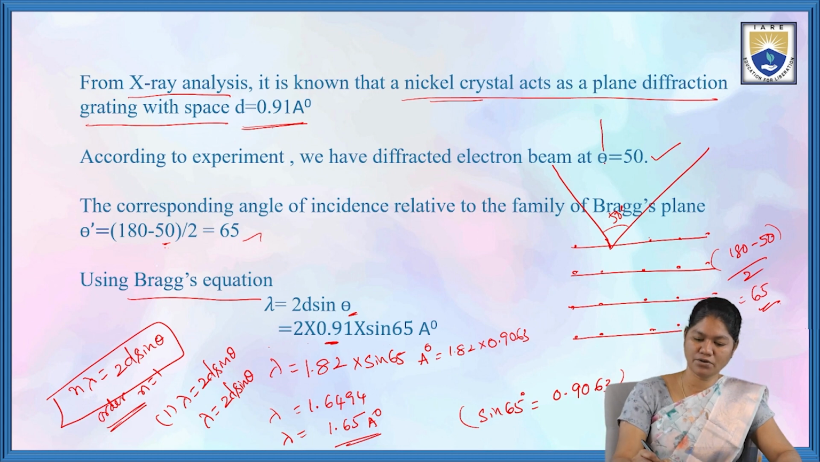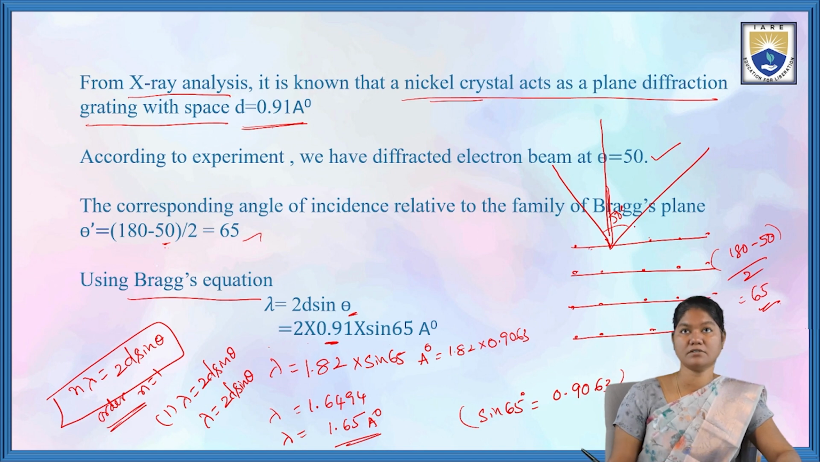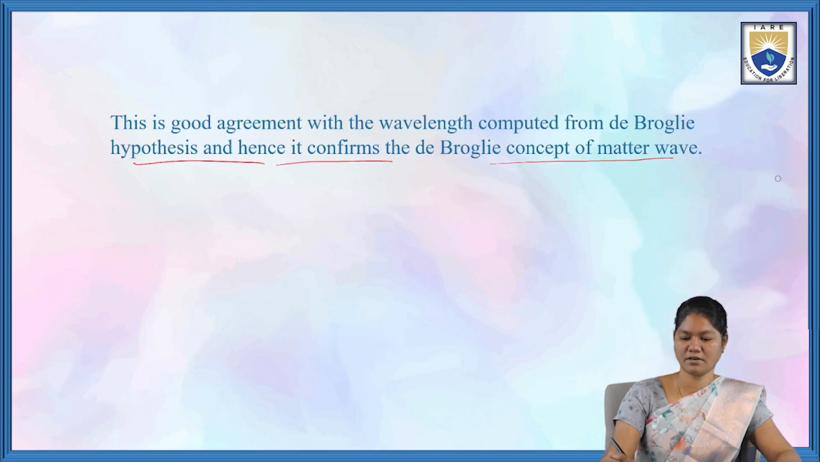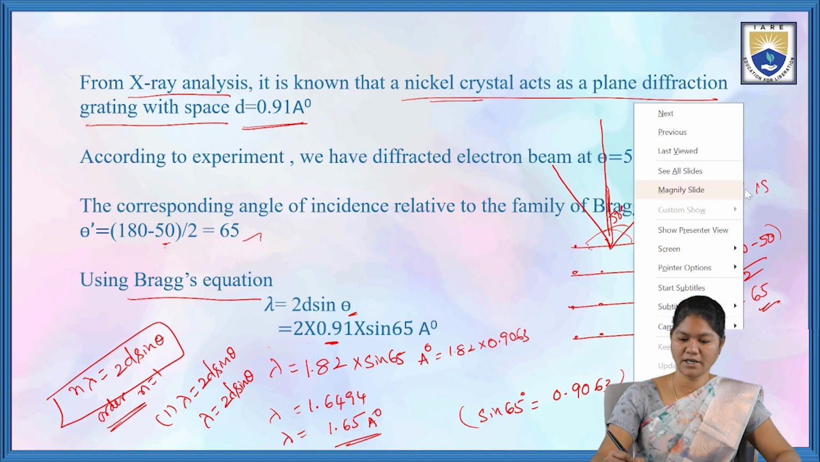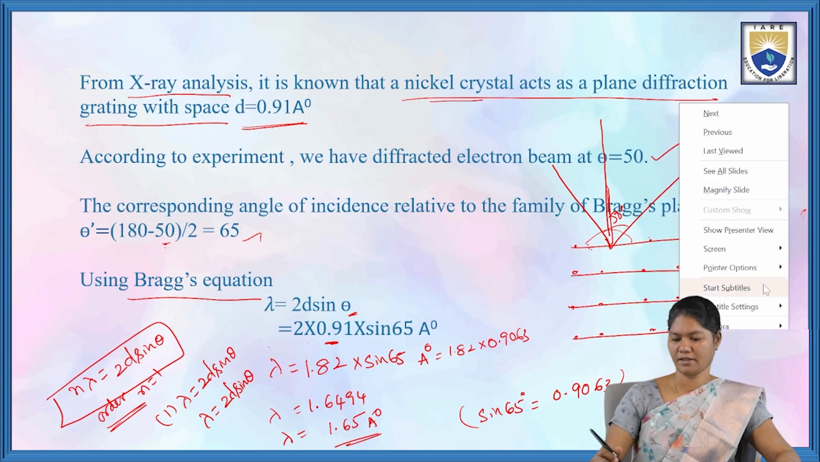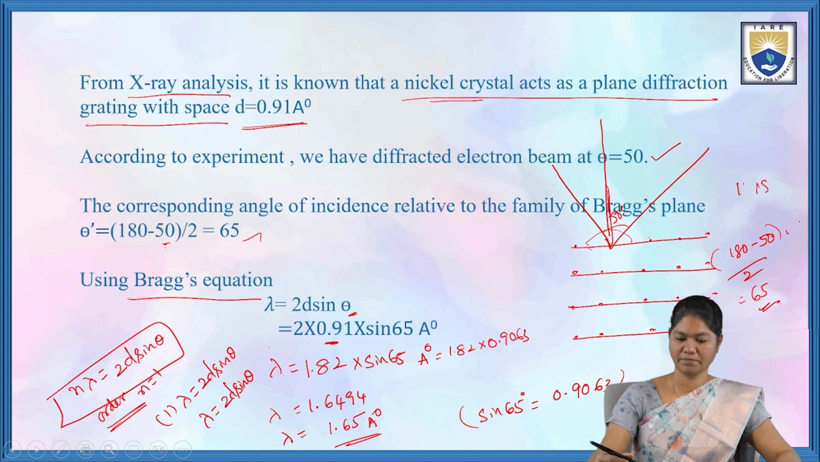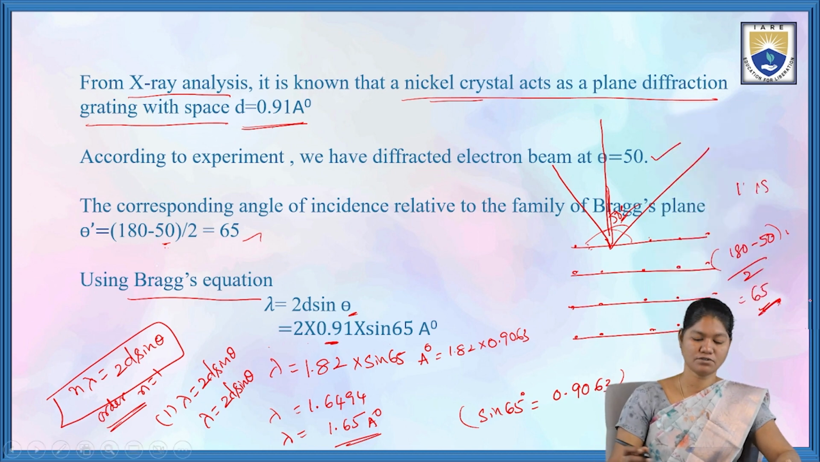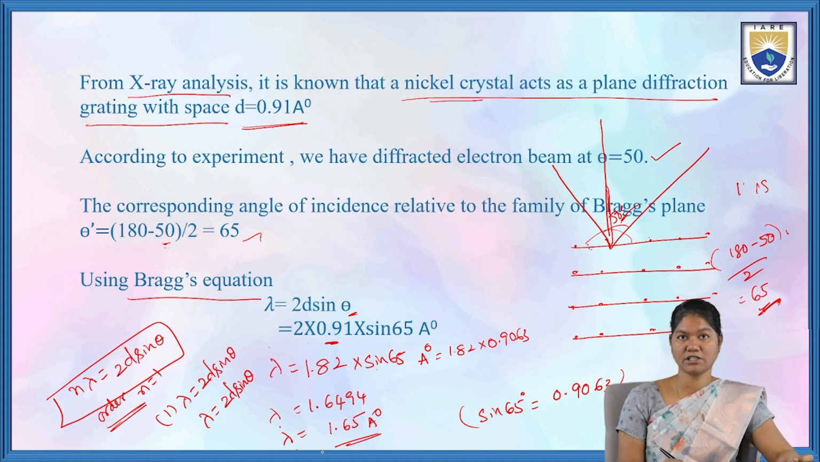When we draw the normal, from here to here is 180 degrees, 180 minus 50, divided by 2. So we have 65 degrees. When substituting sine 65, we get lambda equal to 1.6494, nearly 1.65 angstroms.